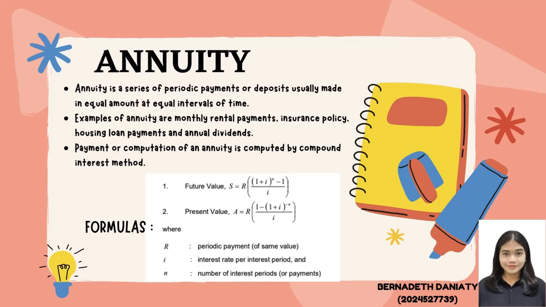Formulas of annuity. 1. Future value. S equal to R, 1 plus I to the power of N minus 1 over I. 2. Present value. A equal to R, 1 minus 1 plus I to the power of negative N over I, where R is the periodic payment of same value, I is the interest rate per interest period, and N is the number of interest periods or payments.